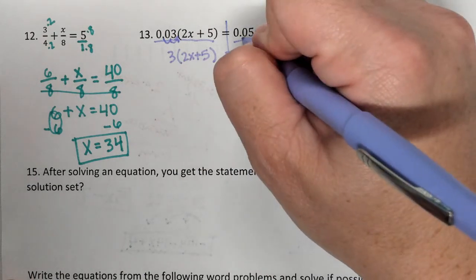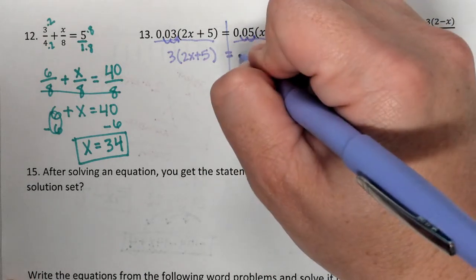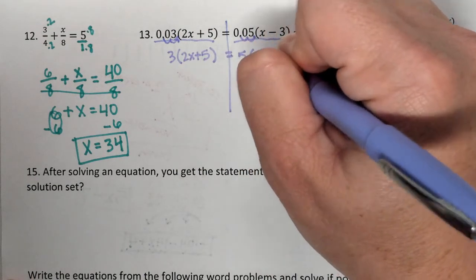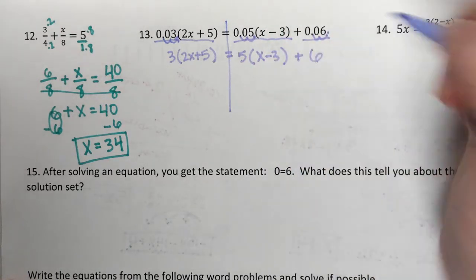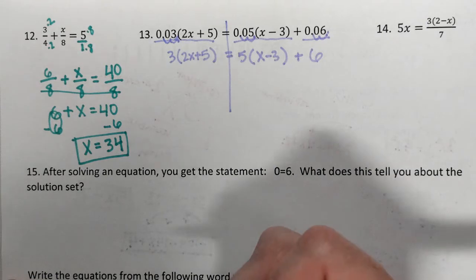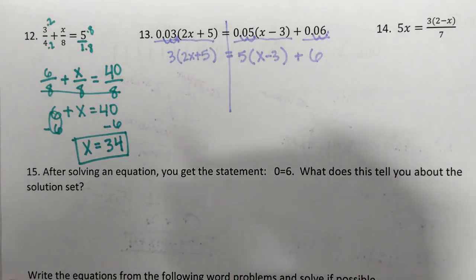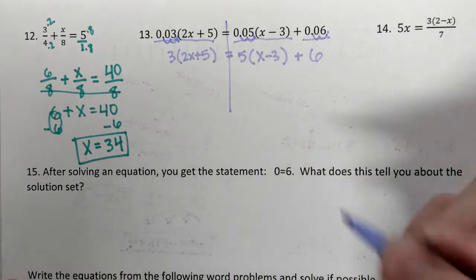So I can move this one twice and it became 5. And I moved this one twice, and it became 6. Then I'm equal, as long as I did it to all 3 terms the same times. And now I can solve.